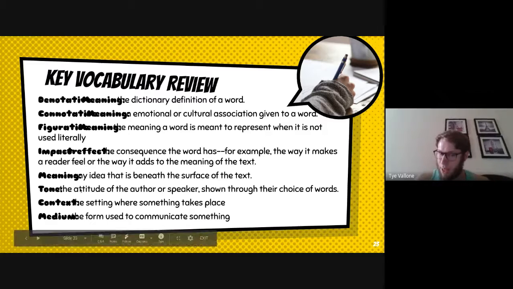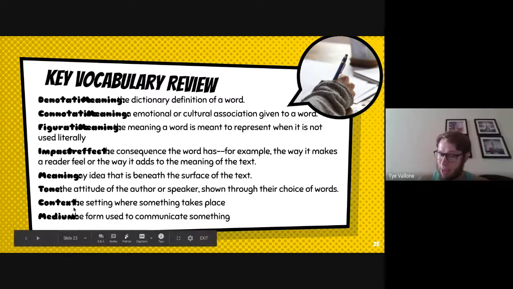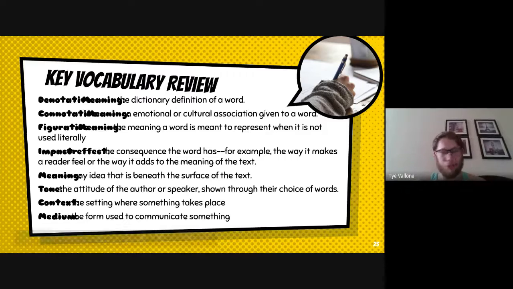The tone is the attitude of the author or speaker shown through the choice of their words. So the word choice can affect the tone of the text. And again, think of tone as if this poem or this text were to come to life, how would it be as a person? What would its attitude be? That's the tone of a text. And the context is the setting where something takes place, especially historically. So what was going on in history at the time this was written? That's the context of a poem, which has a lot to do with the words they choose, because we would have used certain words in 1920 that aren't the same words we'd use today in 2020.